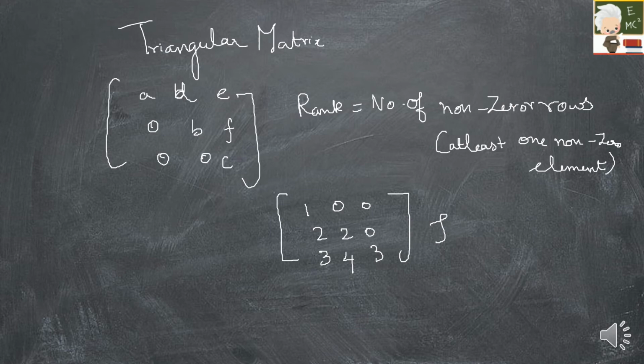There are how many non-zero rows over here? There are 3 non-zero rows, right? There are 3 non-zero rows. So the rank of the matrix, here it is 3. Here you have a lower triangular matrix.